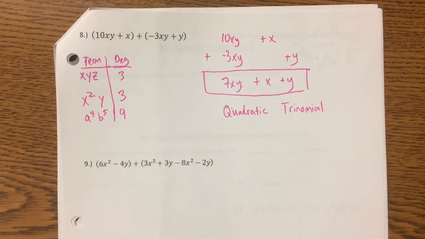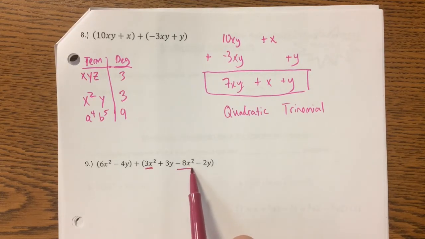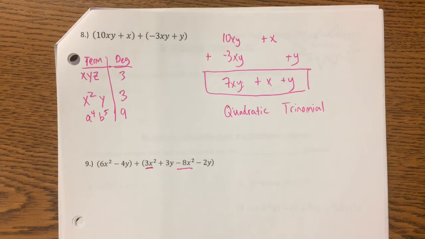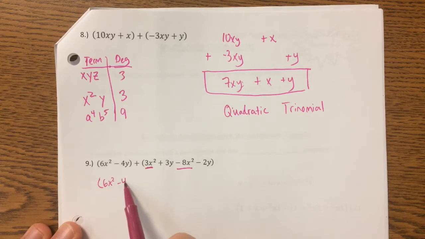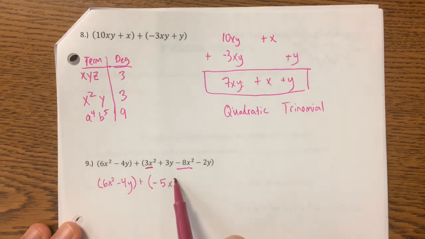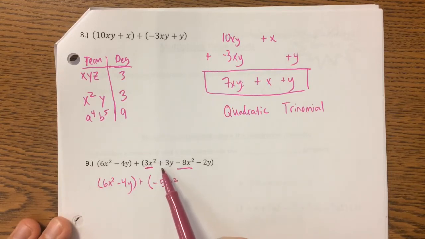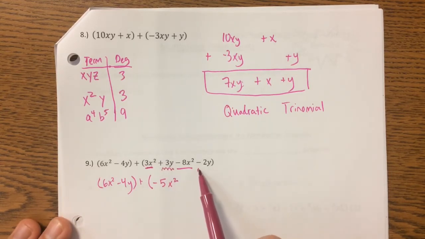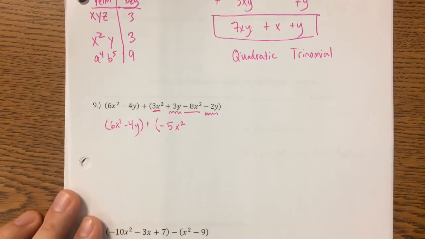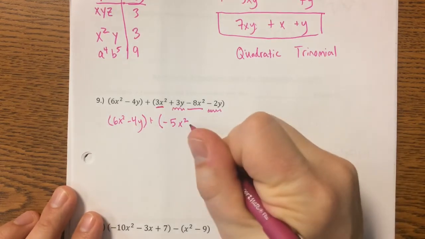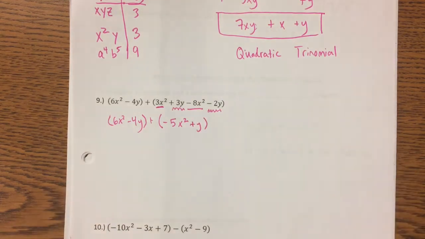Now number 9, there's something a little different happening, because we can actually simplify this second polynomial up front. There are some like terms that haven't yet been combined. What is 3x squared minus 8x squared? So it's negative 5x squared. And then we've got 3y minus 2y, what is that? Yeah, 1y, so just plus y. Okay, now we're ready to start stacking.